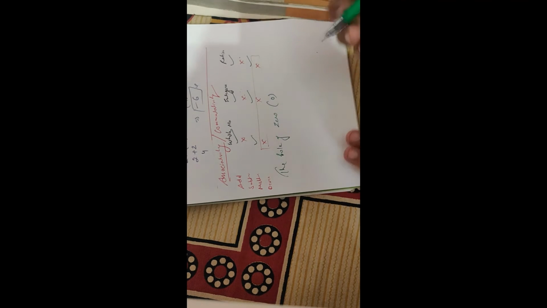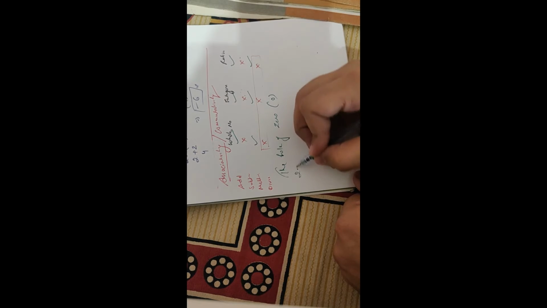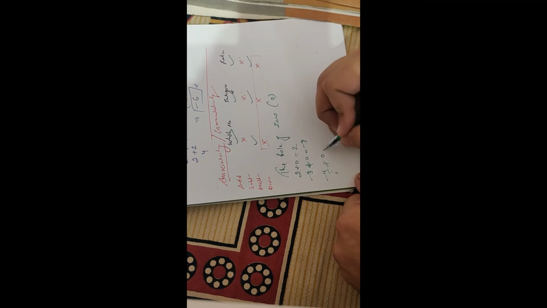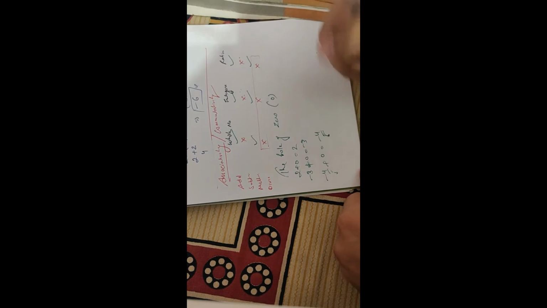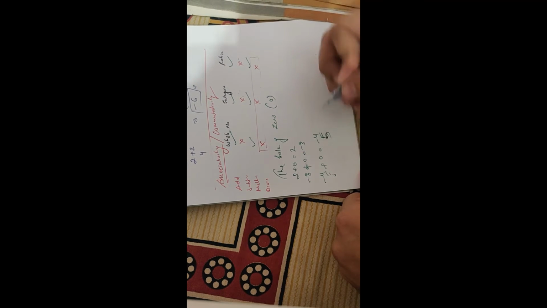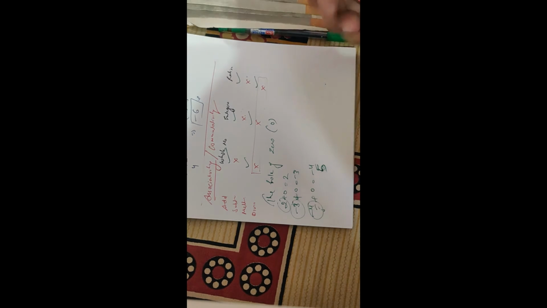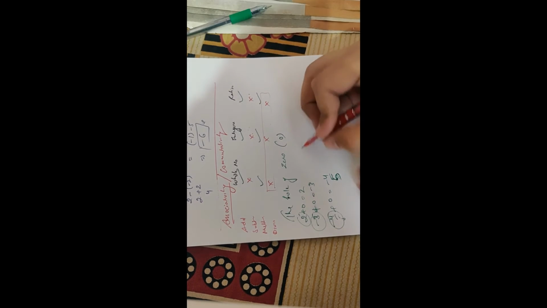Those are the role of 0. Now, whether you add 0 with a whole number, with an integer, or with a rational number, you will always get the same number itself. That is why 0 is said to be an additive identity.